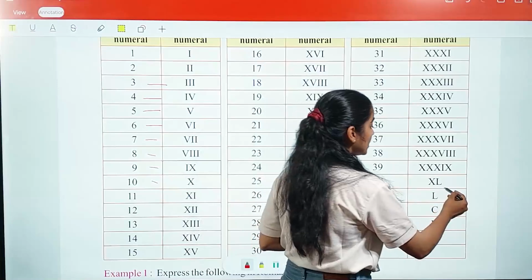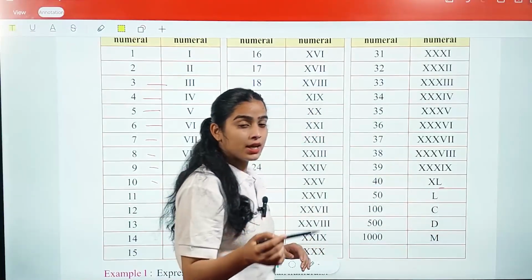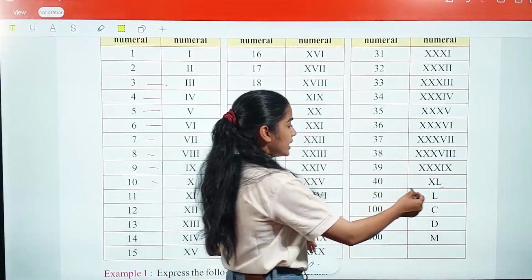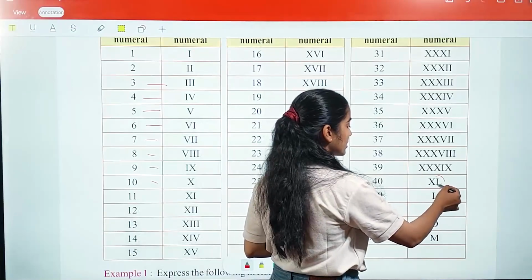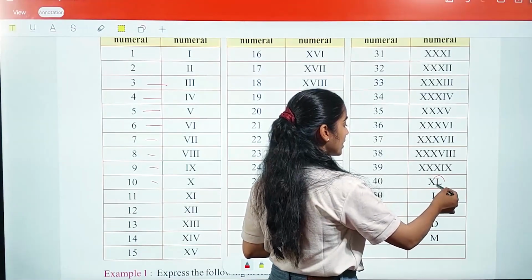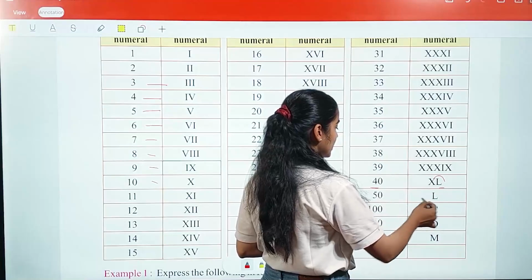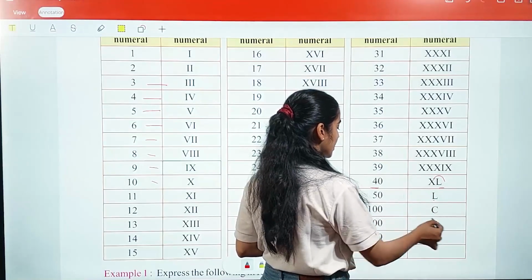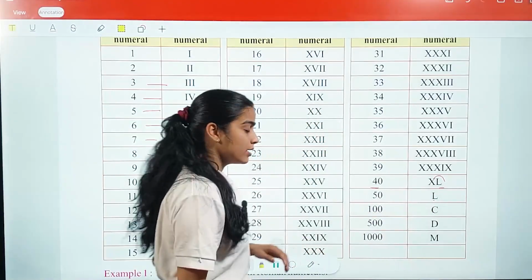L is representing 50. So we take 10 and L. So L is greater, so we have to subtract: 50 minus 10 is 40. L is 50. C is 100. D is 500 and M is 1000.